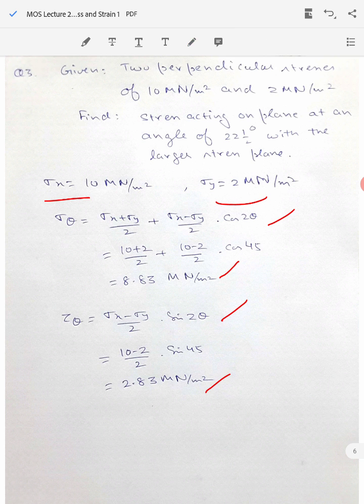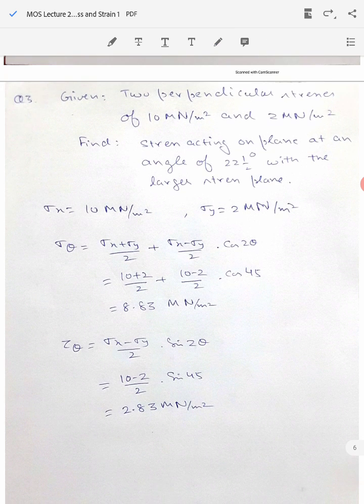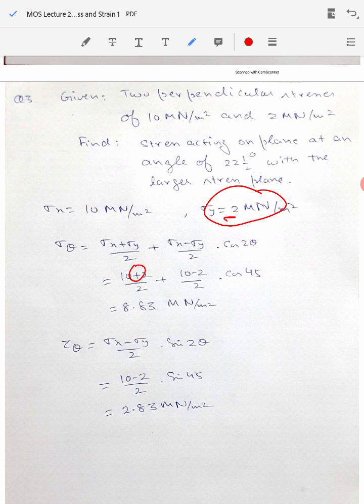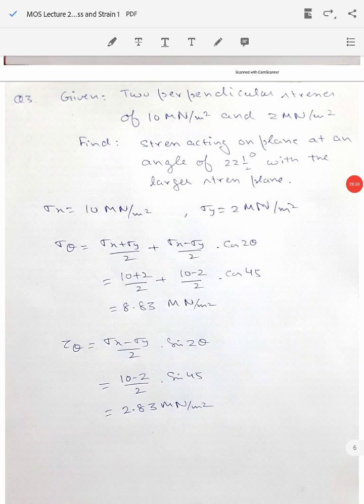If I say that sigma y is compressive in nature, then you are going to make sigma y equal to minus 2 meganewton per meter square, and accordingly substitute sigma y as minus 2 here. So all these formulas will get changed. Here there will be a negative sign, there a positive sign, and again a positive sign here, so that you can compute the values of sigma theta and tau theta accordingly. Please do remember that whenever one of the stresses is of opposite sign, you need to put a negative sign in front of the compressive stresses.